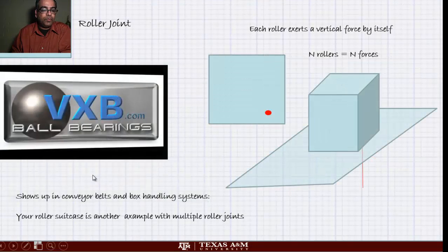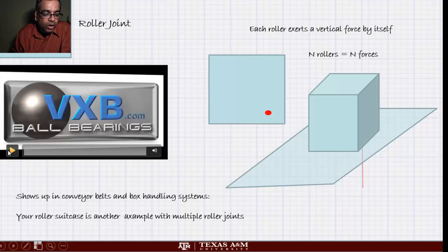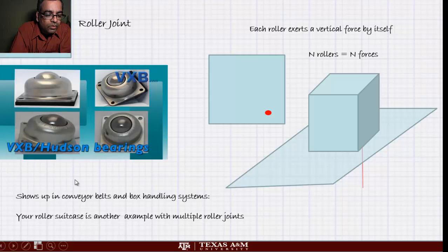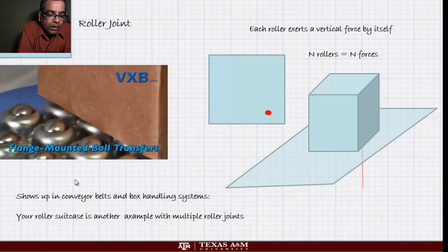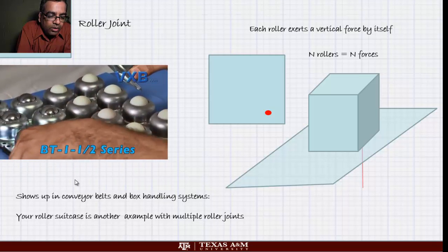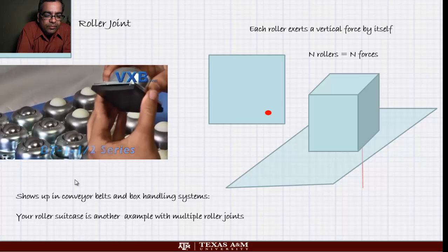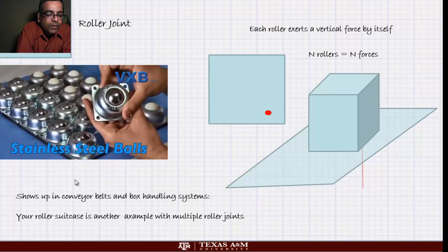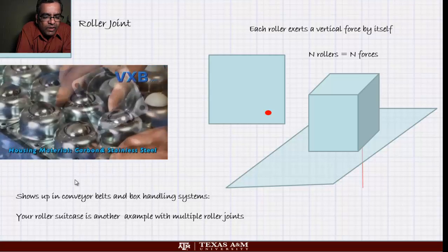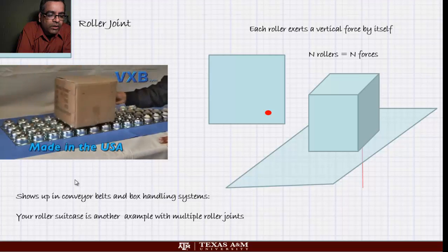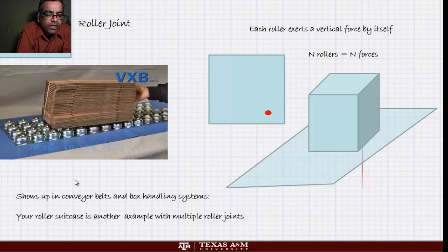The last kind of joint that I'm going to look at is a roller joint. A roller joint is actually something that looks like this. So you can see that each ball in this thing, can you see that ball? Each ball is a joint, right? And you assemble them all together, and it is widely used in conveyor belts and in box handling systems. Can you see how the box can move along in the roller joint? There you go. Do you see that?